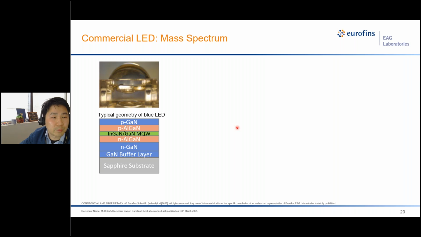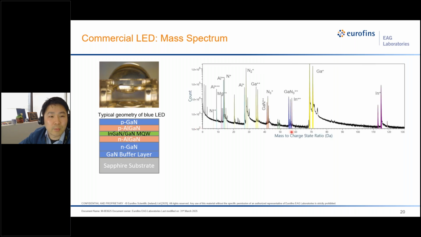The first one will be a commercial LED that we purchased from the market and depackaged at EAG. The sample contains many stacks of heterojunction layers with different functionalities. And to the right is the typical mass spectrum we obtained from the LED sample.